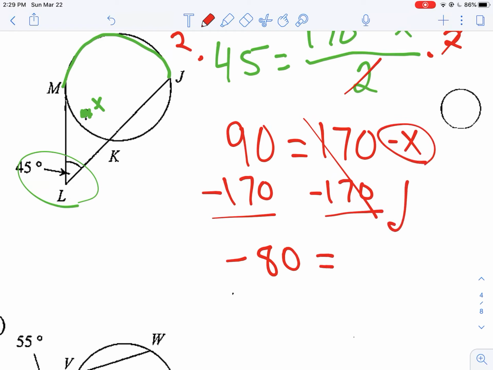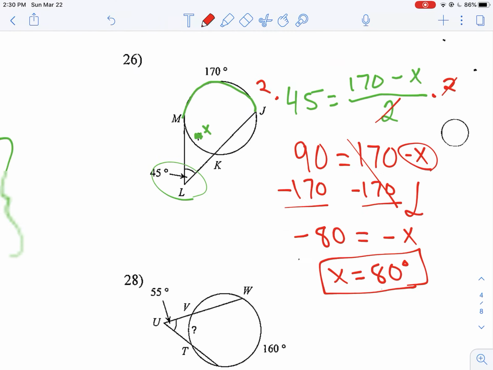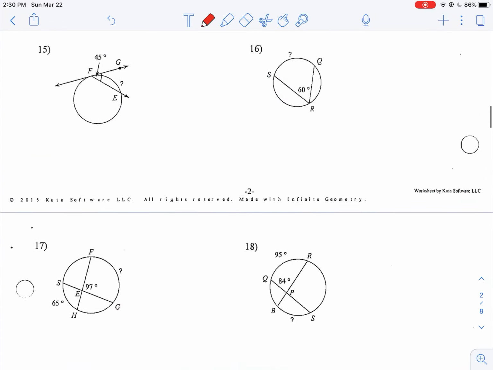Look at what's left on the other side. That is a negative x. So you still have one more step left. You have to divide by negative 1, right, on both sides. So x is actually 80, not negative 80 degrees. Okay? No negatives in our answers. All right, last thing, really quick.